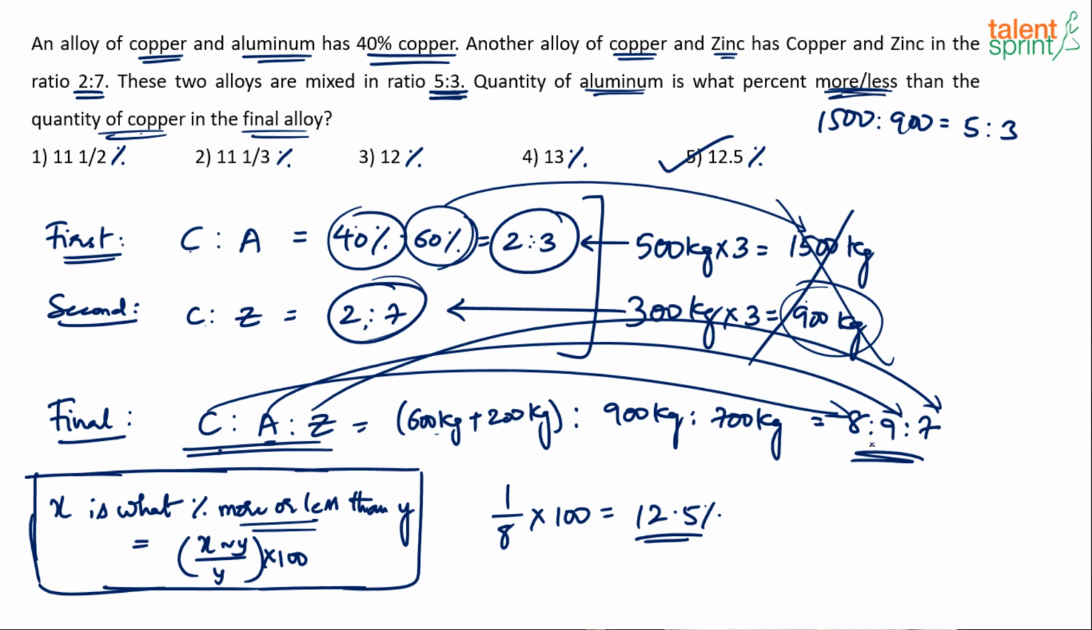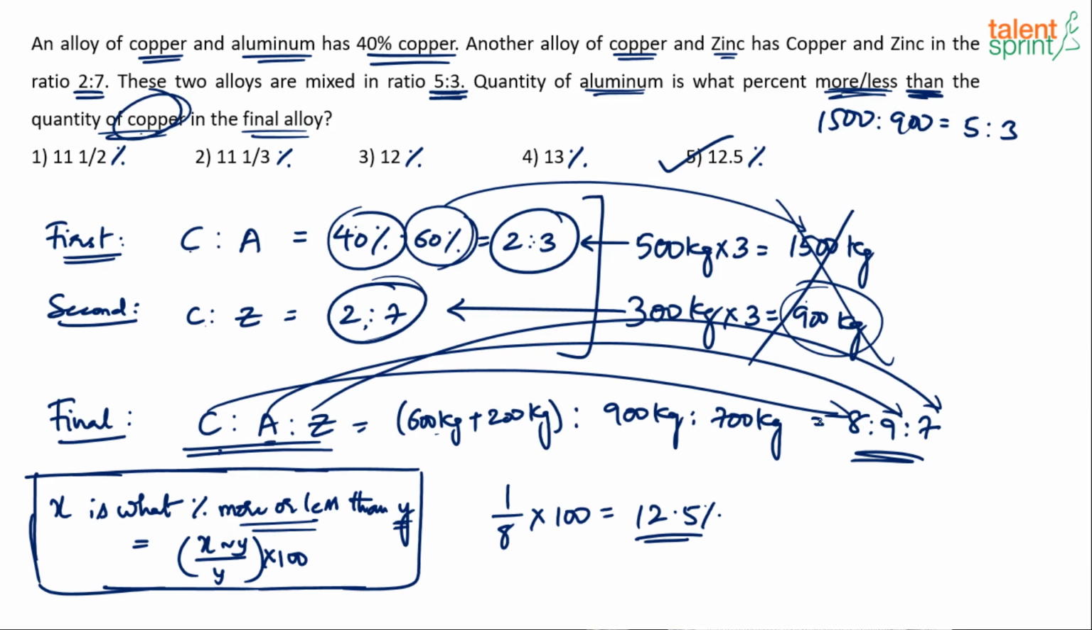Aluminum is 1 part more than copper. 9 parts and 8 parts. So 9 minus 8 is 1. Then Y here is copper, right? Copper is how much? 8 parts. So 1 by 8. If you take 1 by 9, you get a different answer. 1 by 9 means copper is what percentage more or less than aluminum. But the actual question is aluminum is what percentage more or less than copper.